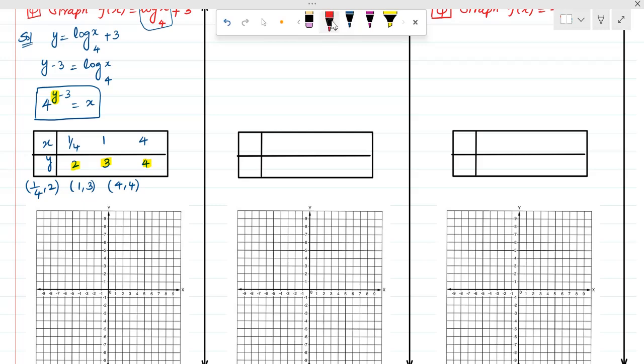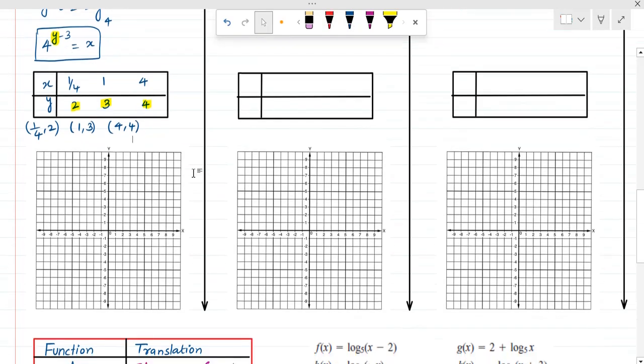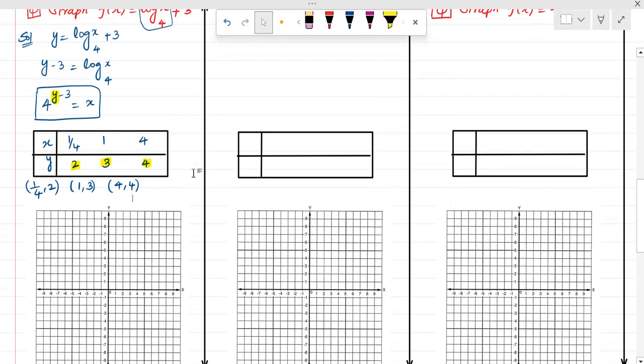Now you have to plot the points on the graph. The first one: the x value 1 over 4 will be here, and the y value is 2, it will be here. Now 1 comma 3 will be here, and 4 comma 4 will be here. So this is the asymptote. It will not cross the y-axis.